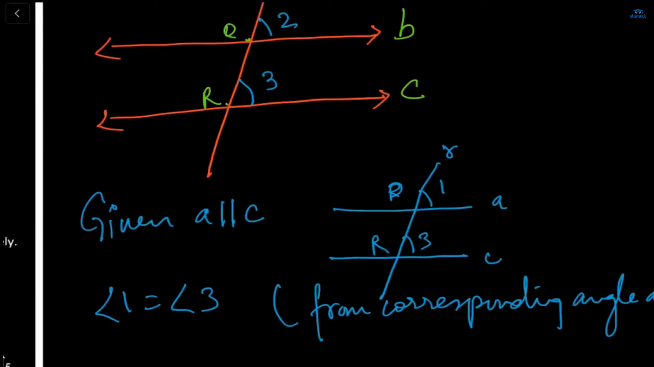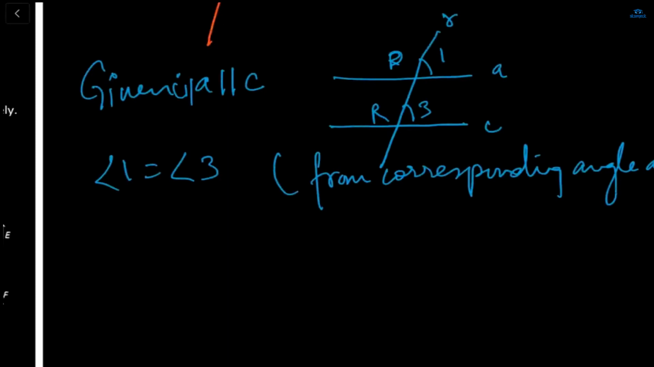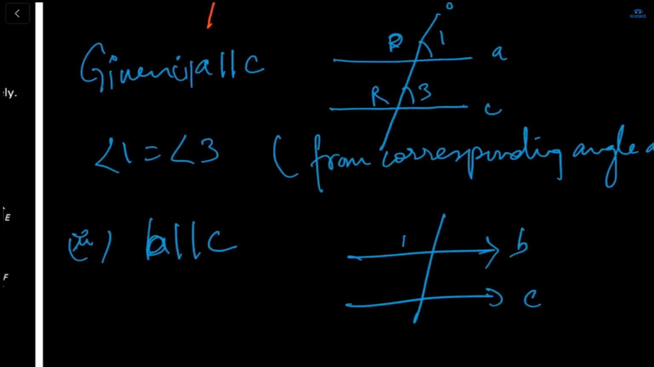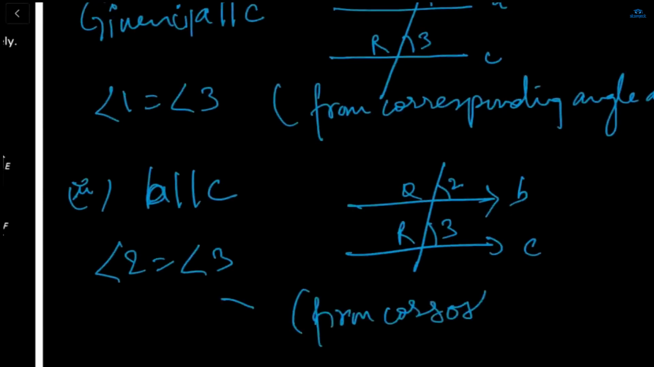Yes, it will be equal to angle 3. Now the next given is that B is parallel to C. If B is parallel to C, with transversal QR, this will be angle 2 and this will be angle 3. So angle 2 will be equal to angle 3, again from the corresponding angle axiom.